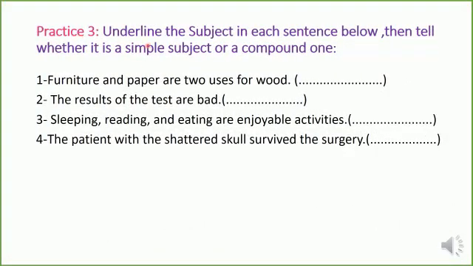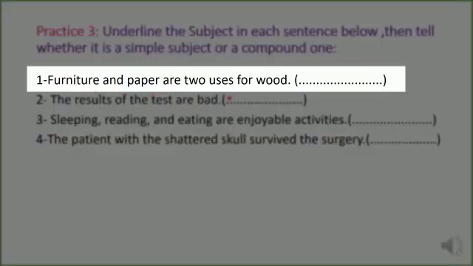Practice 3. Underline the subject in each sentence below, then tell whether it's a simple subject or a compound one. Number 1. Furniture and paper are two uses for wood. Here we have two subjects that are joined by the conjunction and. So furniture and paper is the subject. Of course it's a compound subject.